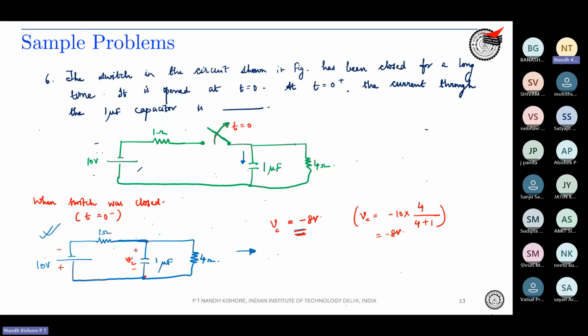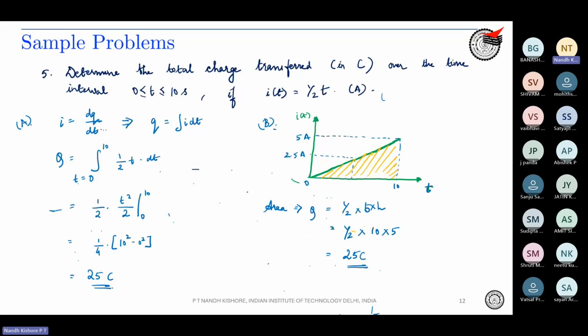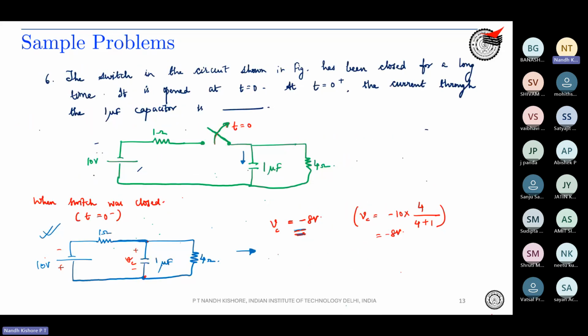Under steady state, the capacitor acts as an open circuit. Forget that the capacitor is there. You see that the capacitor would have charged up to minus 8 volts, right? Based on just the circuit parameters, 1 ohm and 4 ohm, potential division rule. So the capacitor is charged up to minus 8 volts.